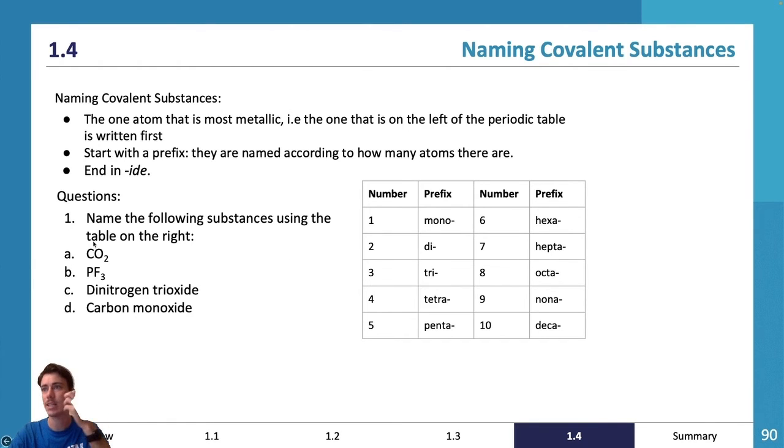So you'd have carbon dioxide, phosphorus trifluoride, and then dinitrogen trioxide, so that would be N2O3. And then if you went to the next one, you have carbon monoxide. That's 1 carbon, so C, and then 1 oxygen, O.